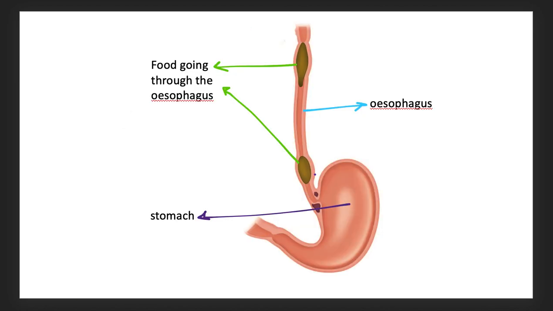And here you can see how the food goes down through the esophagus into the stomach. So the esophagus is in your chest, and food is pushed down into the stomach. So this is the esophagus. As you can see, that's the food which is going down. So then the food goes down here, and then it enters the stomach.